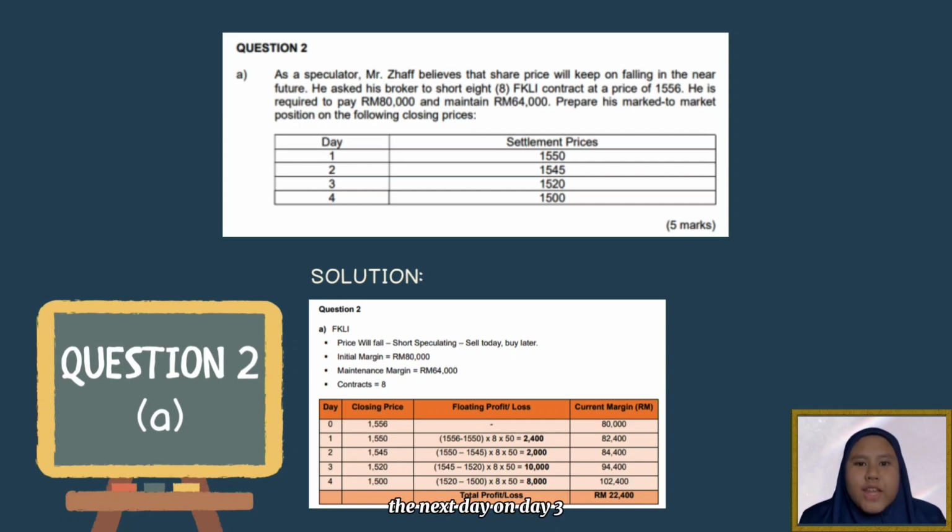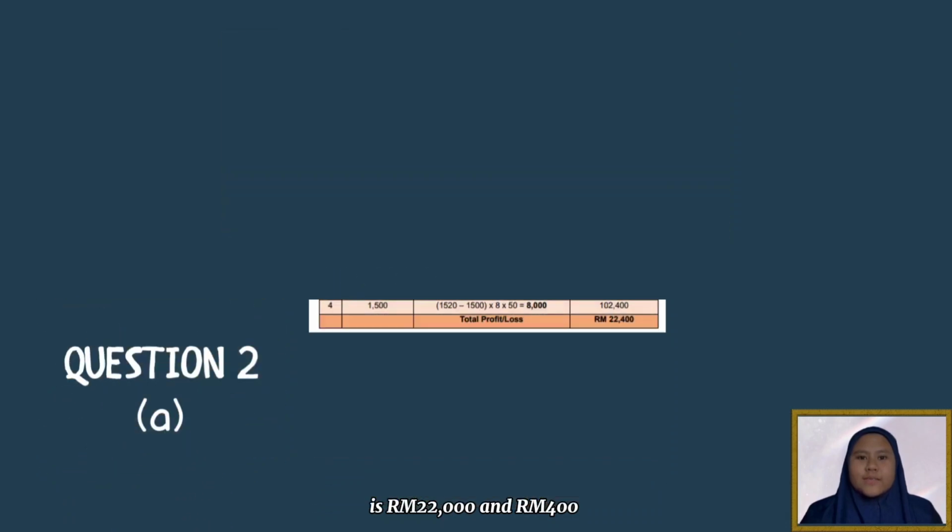The next day, on day 3, the closing price was 1520 and Mr. Zaf again succeeded to earn a profit of 10,000 for that day, which leads the current margin to be 94,400 ringgit. On the last day, which is day 4, Mr. Zaf gained 8,000 profit from a closing price of 1500. This made the current margin to be 102,400 ringgit. Last but not least, the total profit Mr. Zaf gained from this strategy is 22,400 ringgit.